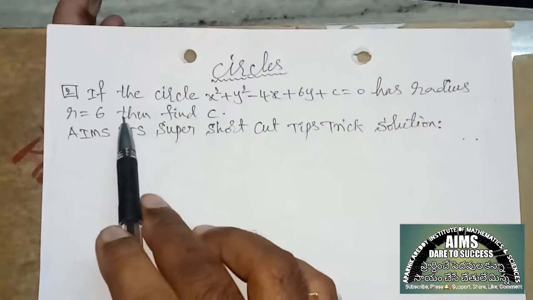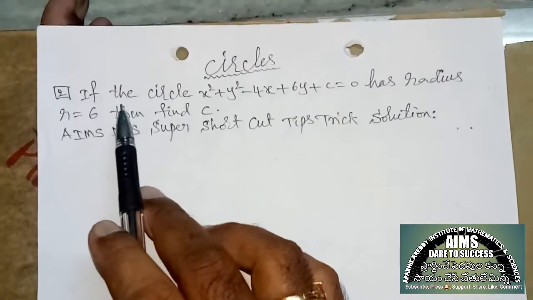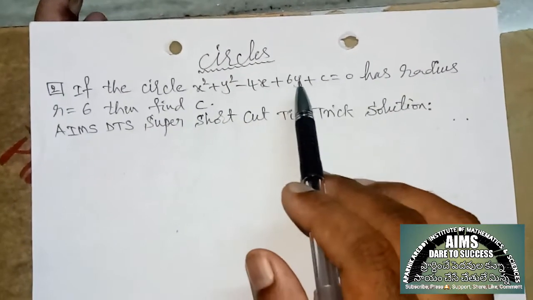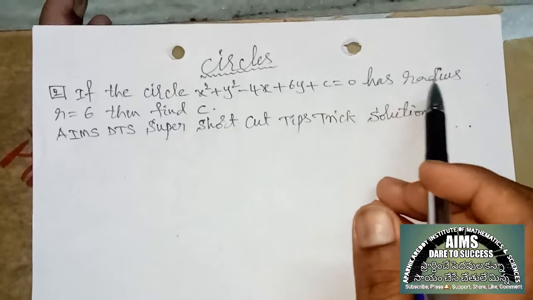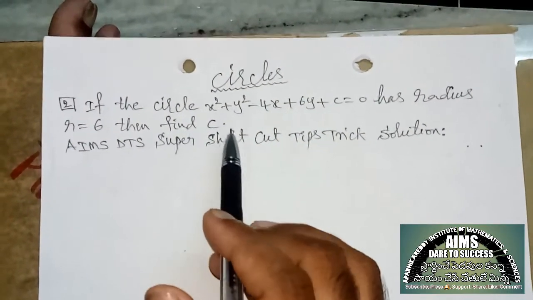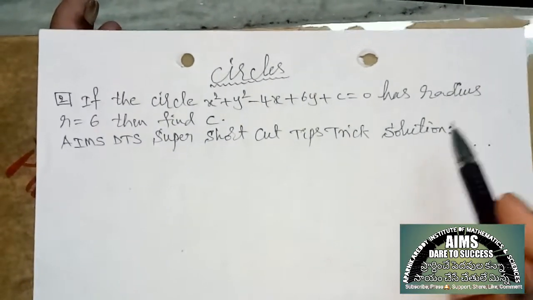Next I want to explain a similar question from that model. The next problem is: if the circle x square plus y square minus 4x plus 6y plus c is equal to 0 has radius r is equal to 6, then find the value of c. Aims Dare to Success, super shortcut tips and tricks solution.